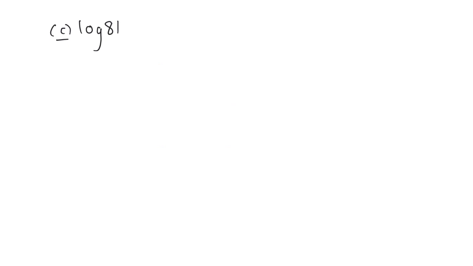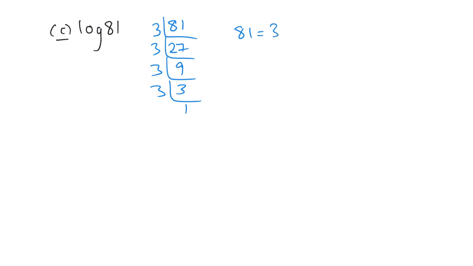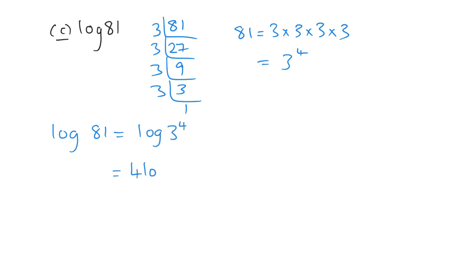Part C then, the log of 81. Again, look at our factors of 81, or prime factors. 3 goes in 27 times, 3 goes in 9 times, and so on. And we can write 81 as 3 by 3 by 3 by 3, or 3 to the power 4. So I'm going to write log of 81 as the log of 3 to the power 4. Bring the 4 down, so we get 4 log 3, and then we know that the log of 3 is p, so we can write that as 4p.